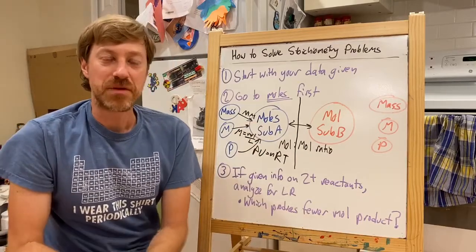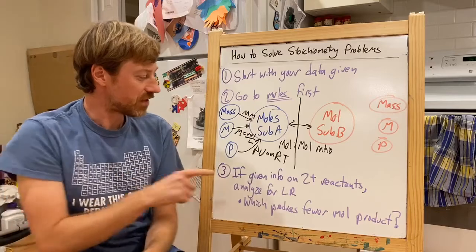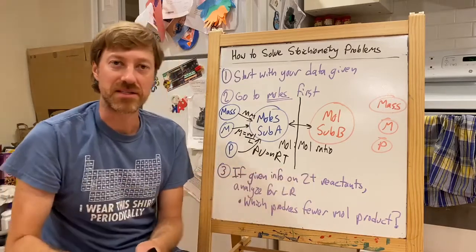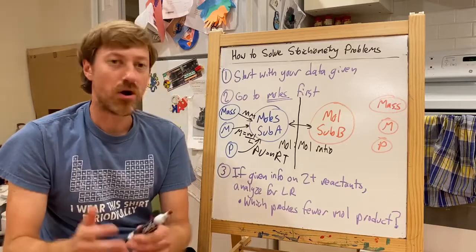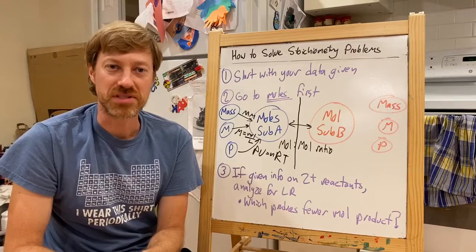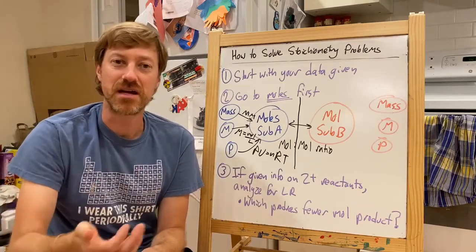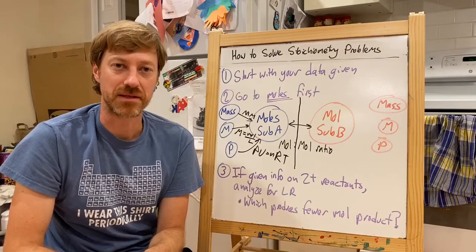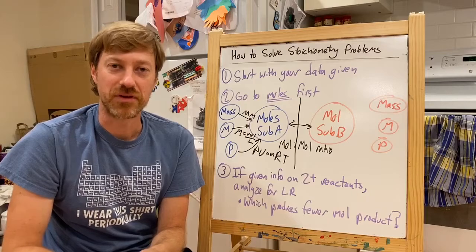So my last piece of advice, if you're solving stoichiometry problems, applies if you're given info on more than one reactant, on two or more reactants. In that situation, you always have to analyze for a limiting reactant. Now, sometimes a problem will say this species is in excess, and then it essentially tells you which species is the limiting reactant. But many times a problem won't tell you what the limiting reactant is. You've got to figure that out.